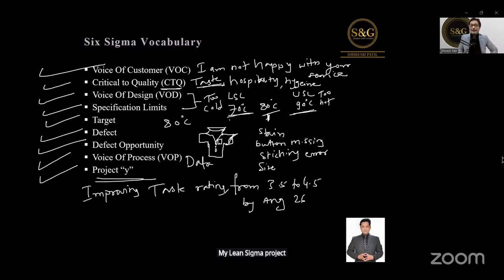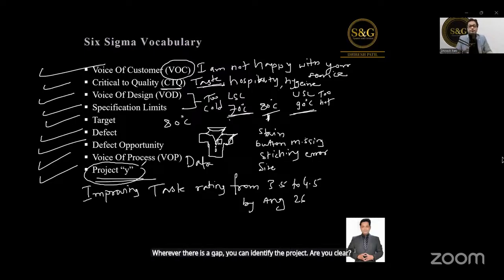So a project derived from this voice of customer, from the critical to quality, is called project Y. Wherever there is a gap, you can identify the project. Are you clear? Vocabulary is clear. Just give me a quick yes in the chat box. Yeah, project Y is a project which you derive from the voice of customer to improve your process.